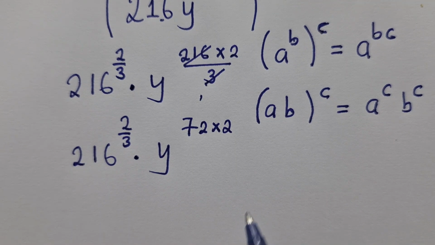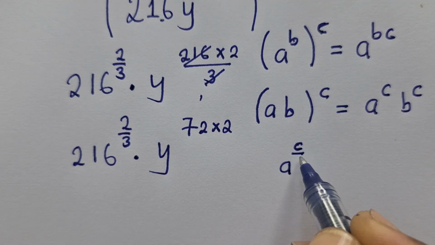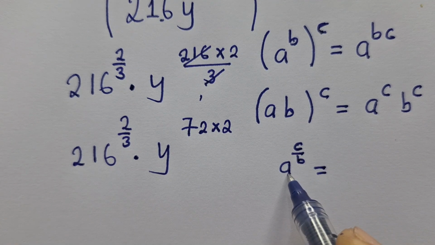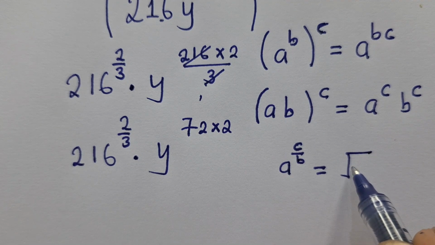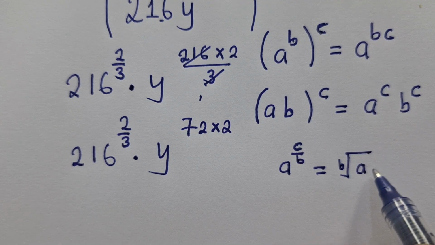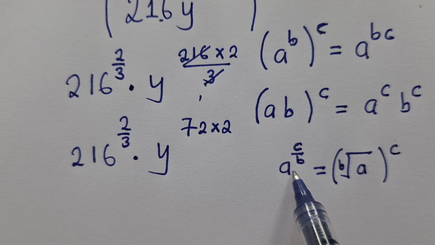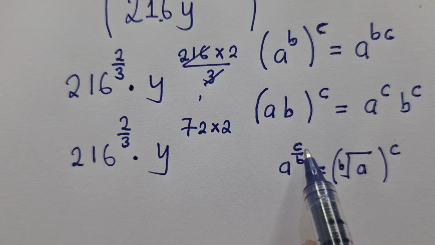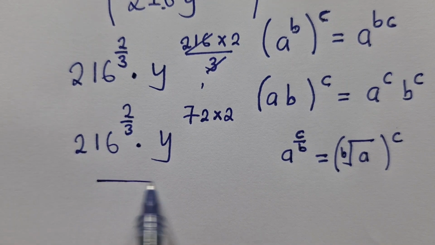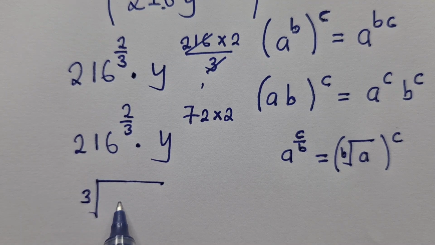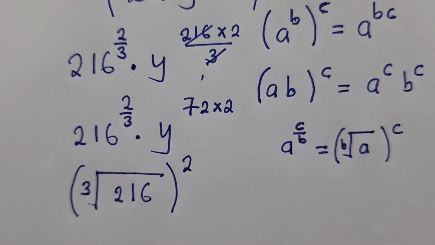So from this point, of course, understand another property which says that when you've got a fraction power, like a power c over b, this simply means the b root of a, and then bring this power right up here. You can see? So this is what we call the power rule under indices. It is what I want to apply right over here. So it will be the cube root of 216 and power 2 will come right up here.